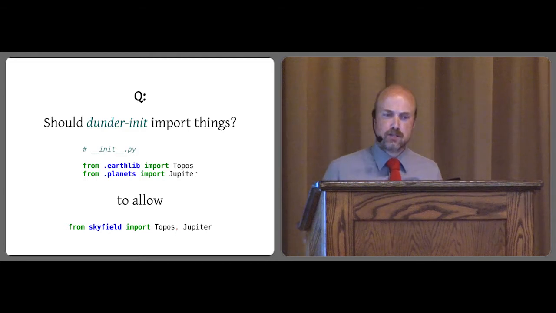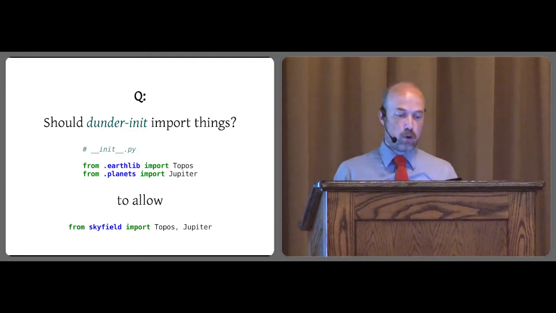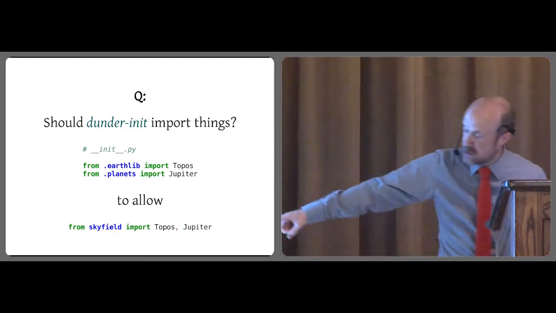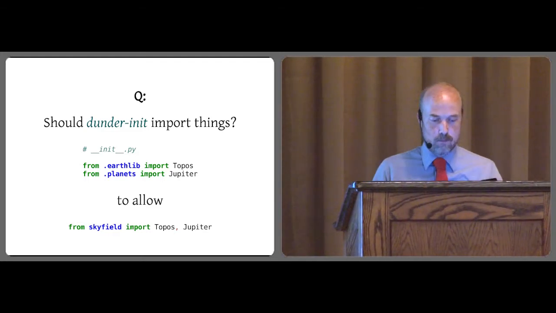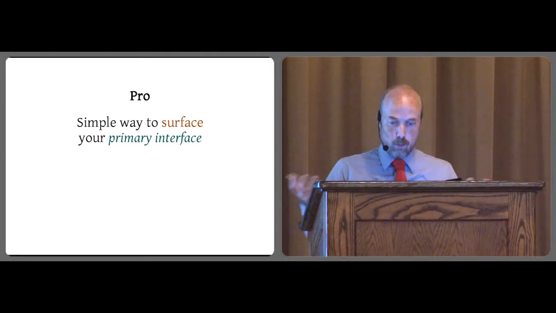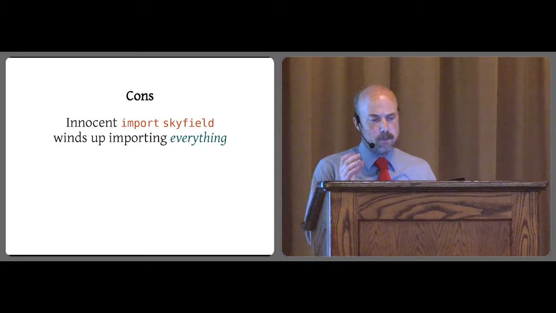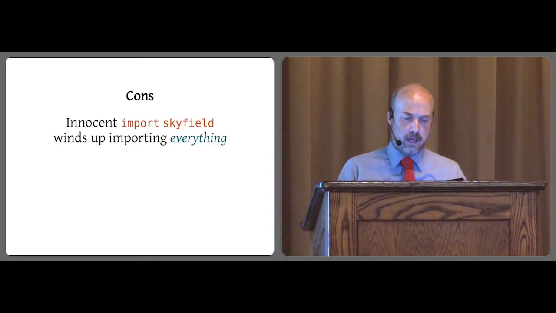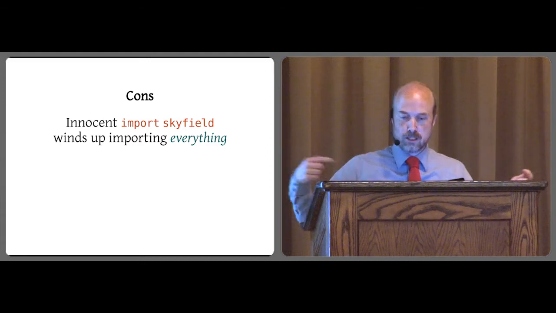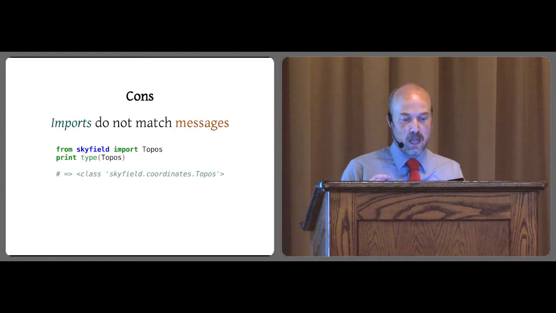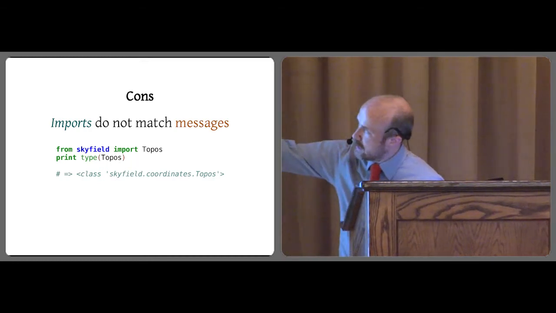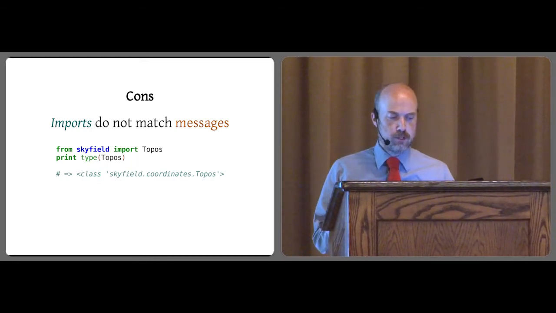Oh, there was also the question of, should my dunder init import things? A lot of people do this at the top level of their library so that users can just import from the name of a library the things they need. The pro argument for this is that it's a simple way to surface your primary interface, but it does have some cons. An import of Skyfield will wind up importing everything because it recursively grabs the things inside of it. And it also means that imports won't match error messages, which can be confusing for certain users.